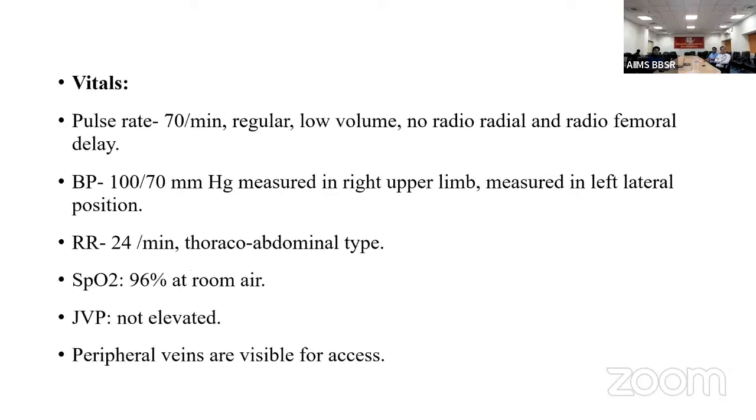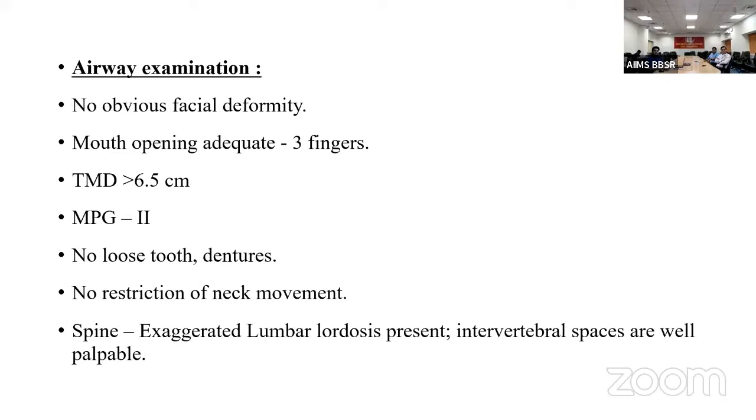Vitals. Pulse rate 70 per minute, regular, low volume, no radioradial and radiofemoral delay. Blood pressure 100/70 mm of mercury measured in right upper limb, in left lateral decubitus. Respiratory rate 24 per minute, thoracoabdominal type. Saturation 96% at room air. Jugular venous pressure not elevated. Peripheral veins are visible for access.